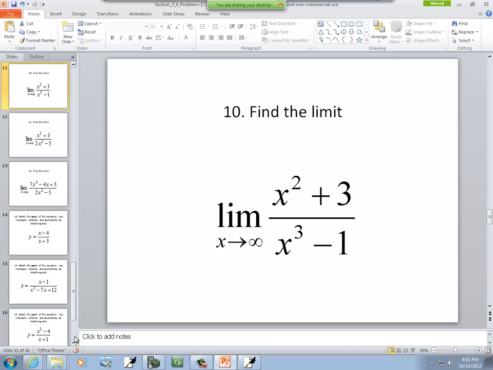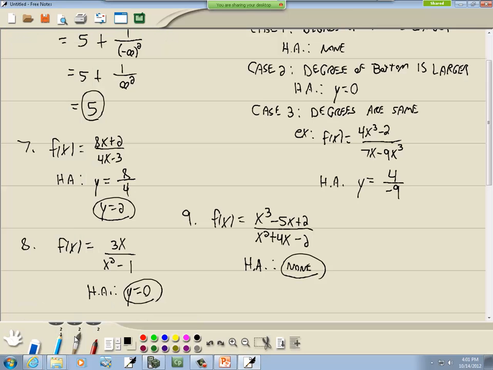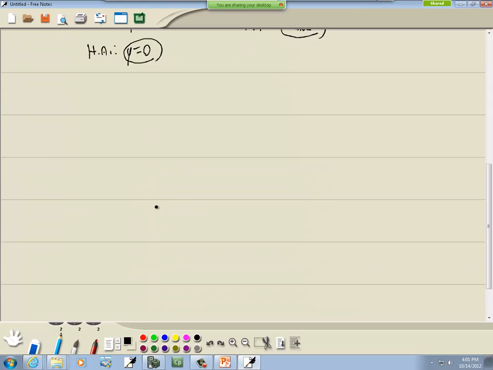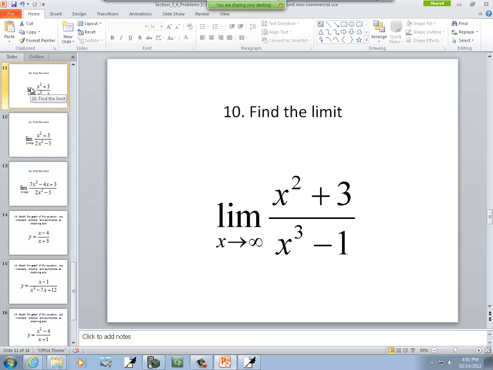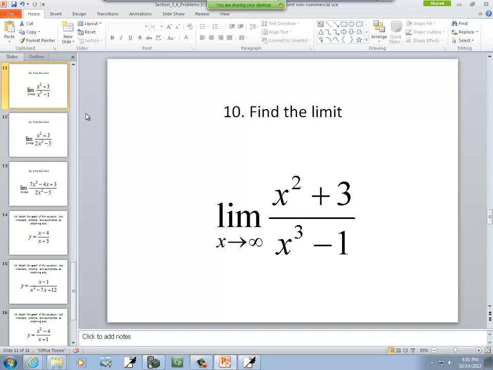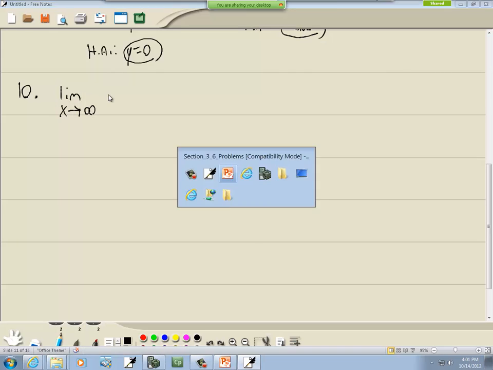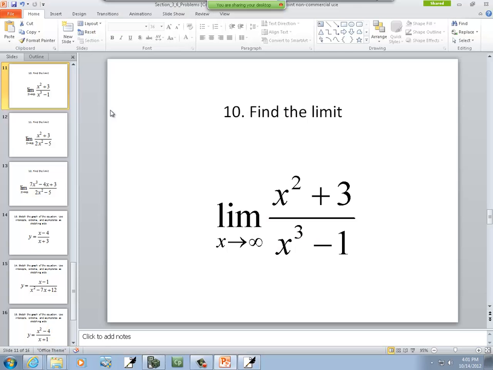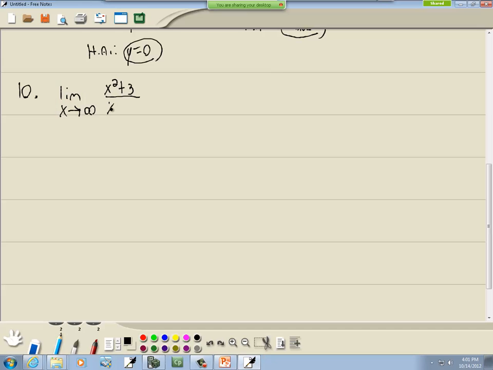Okay. Now you learn those in college algebra, and you probably lose sleep. Like, well, why are those true? You know, why are those 3 cases? I'm being sarcastic there. Well, let's take a look at why does that work. Okay, so we got limit as x goes to infinity of x squared plus 3 over x to the third minus 1.